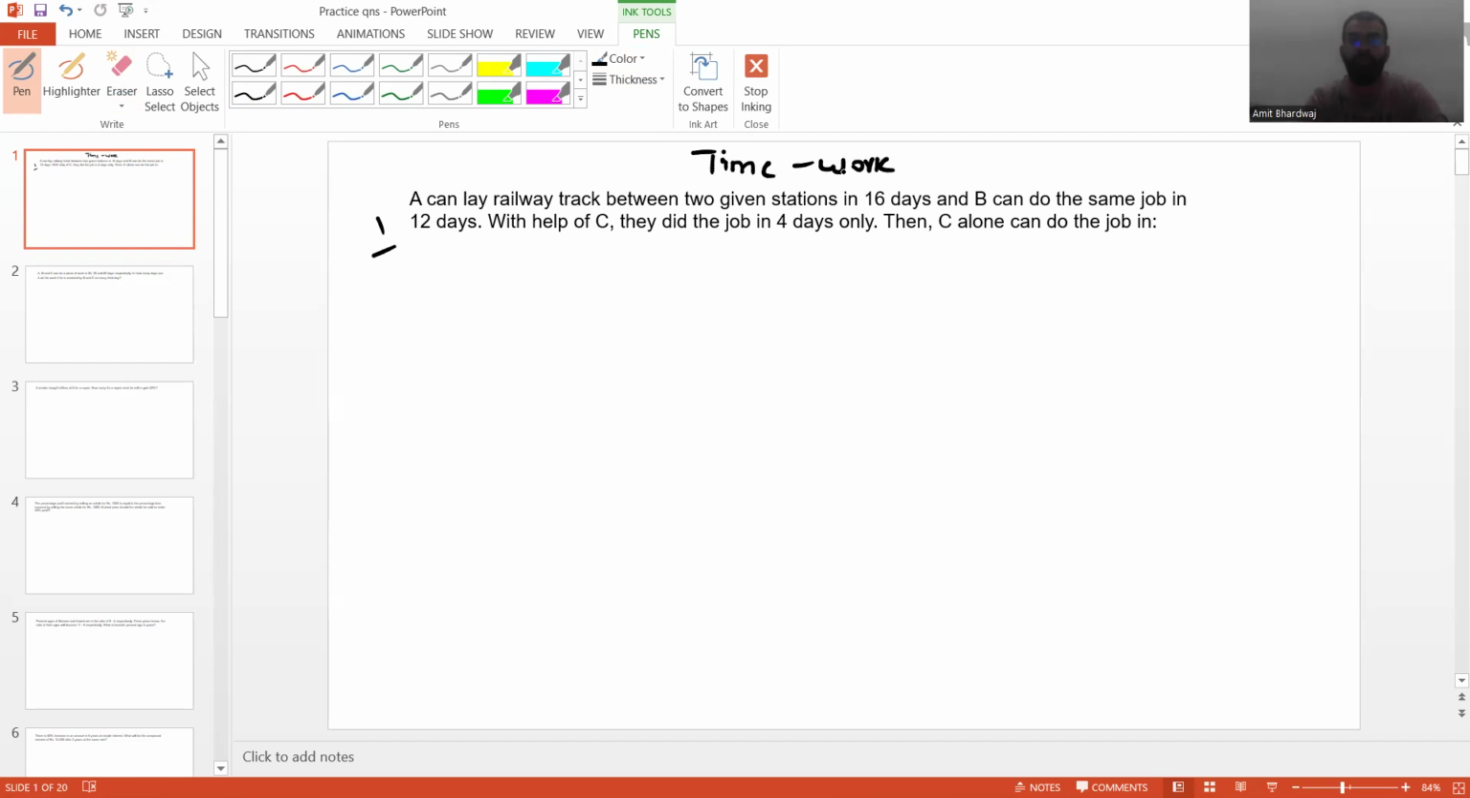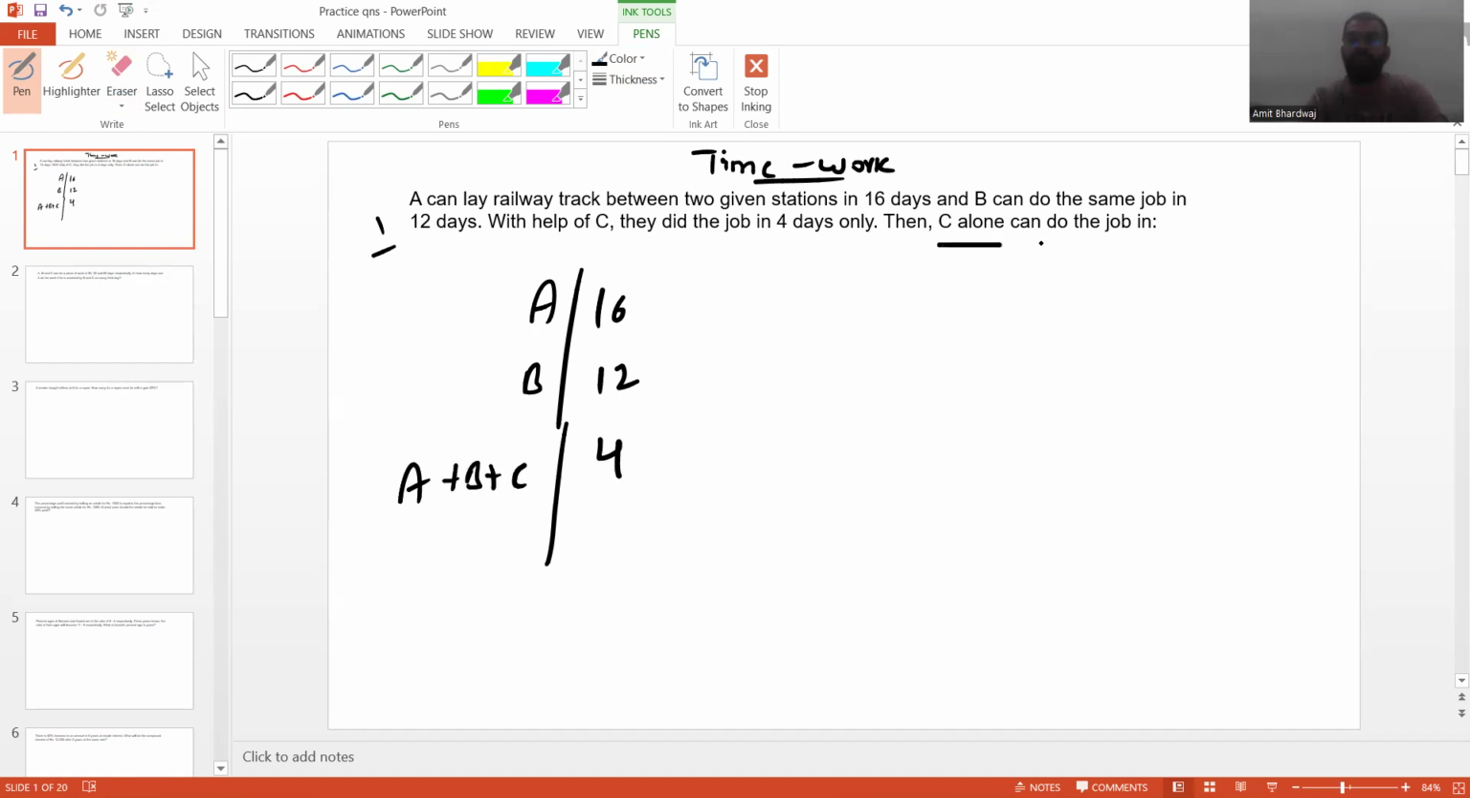All right. So in this question, it is given that A can lay railway track between two given stations in 16 days and B can do the same job in 20 days, right? And with the help of C, they did the job in 4 days only. Means if they come together, they can complete this work in 4 days, right? So the question is, C alone can do this work in how many days?